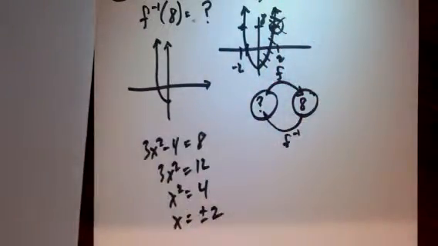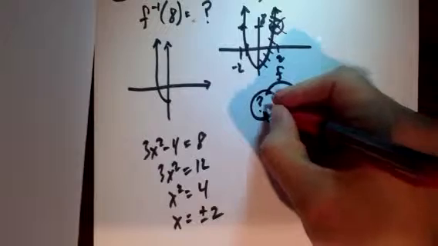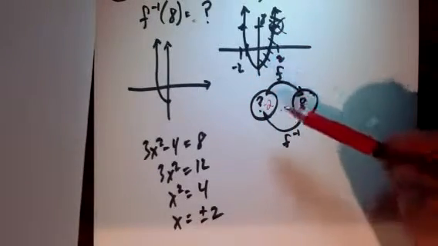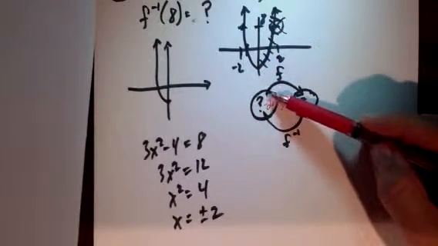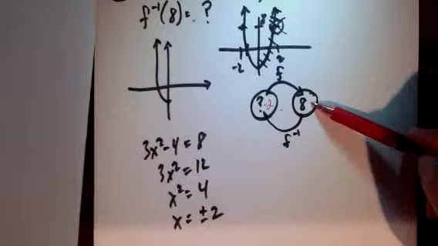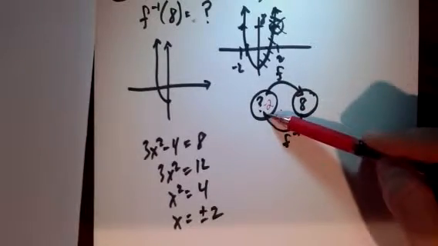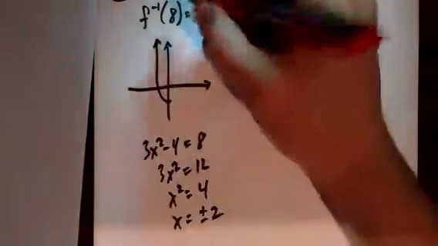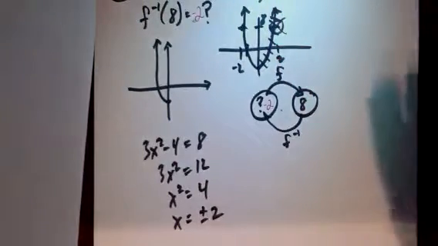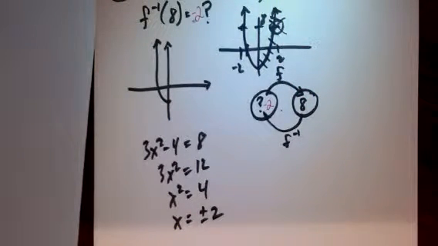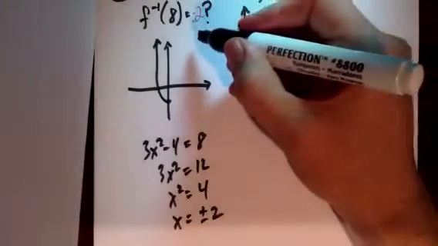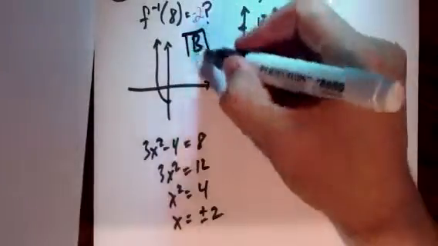So if we write in -2, when x is -2, the output is 8, and the inverse evaluated at 8 will give an output of -2. So to answer this question, what is the value of the inverse evaluated at 8? It is -2, which is choice B.